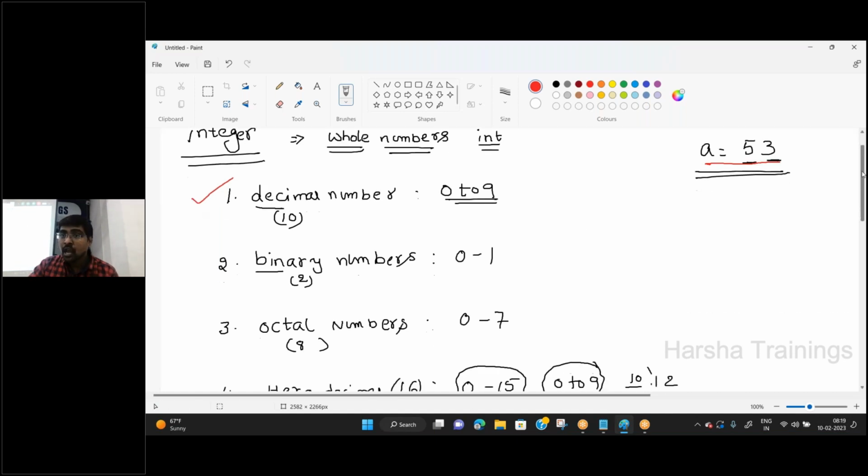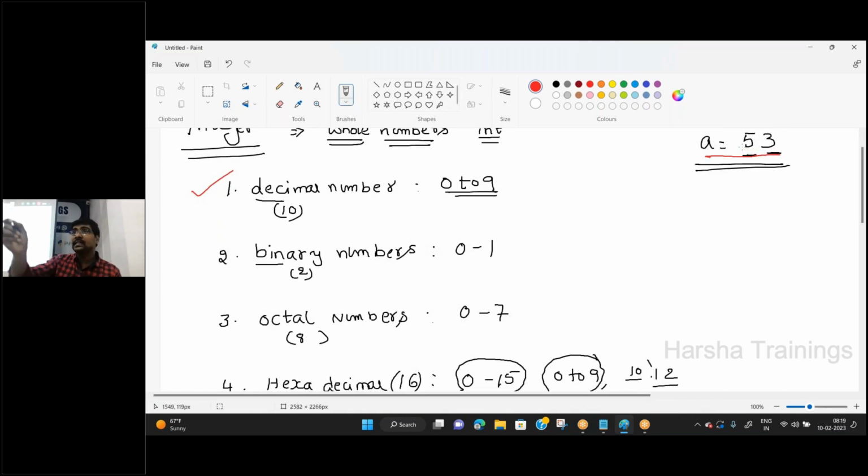Now the question is how to make a number an octal number. Suppose you are writing the statement A is equal to 0o53. Remember, first character is 0, second one is o. This is called an octal number. That is, any number prefixed with 0o is called an octal number.